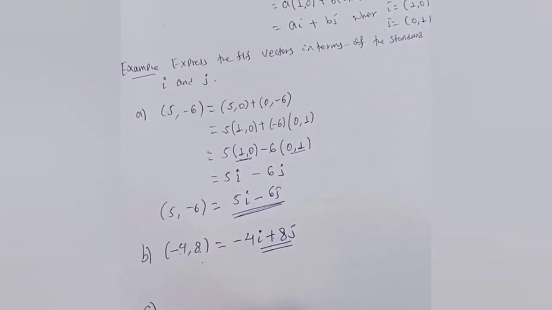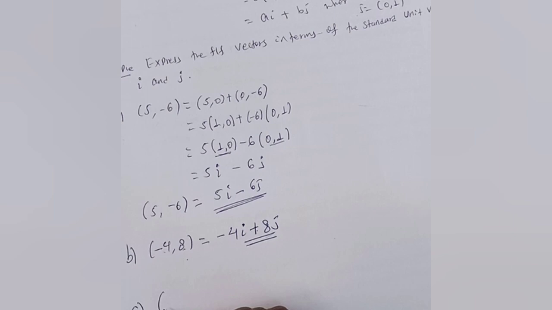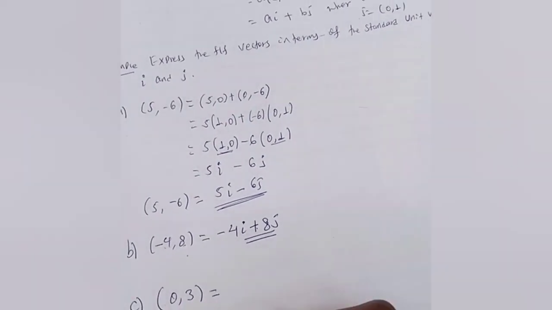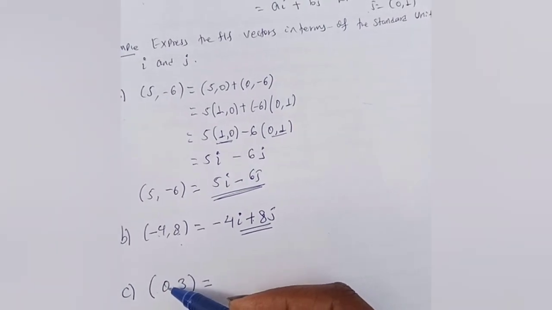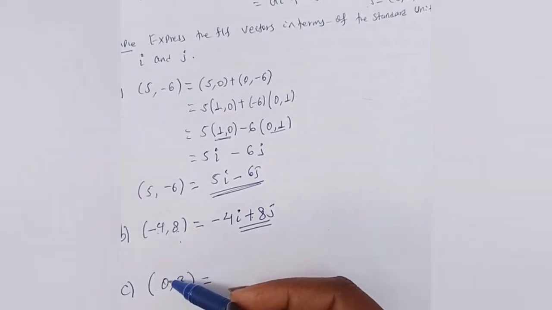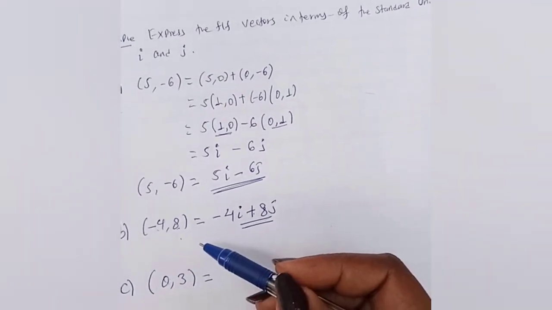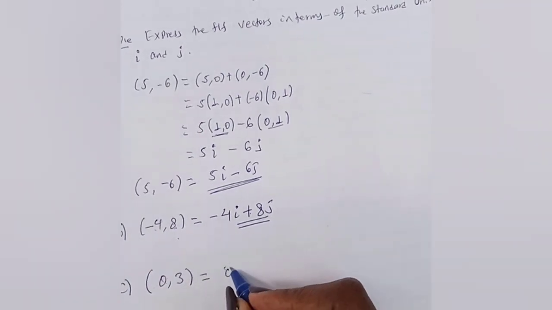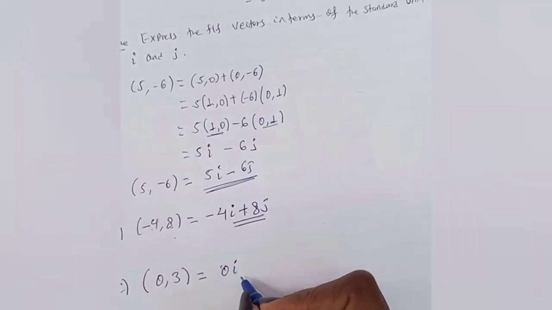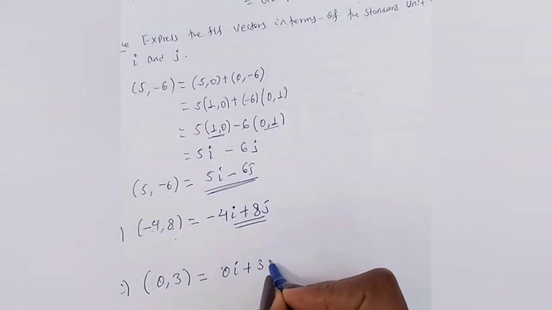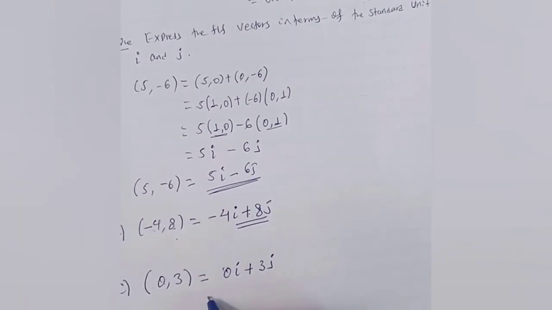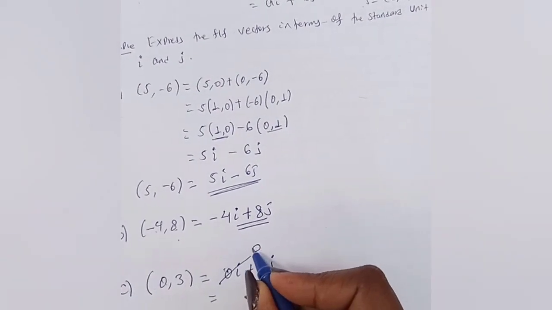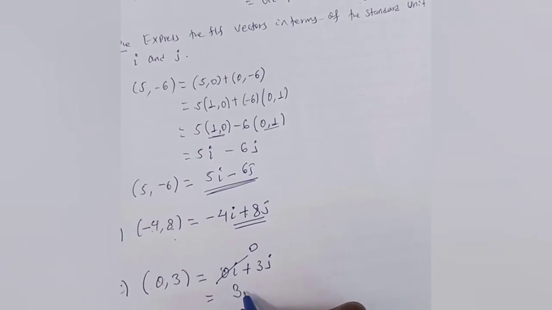Let's add the last example. What is the standard form of 0 comma 3? Now look, the first coordinate is 0. If you multiply by i, the result is 0. So we have 0i plus 3j. But any number multiplied by 0 is 0. So what is left? We have only 3j.